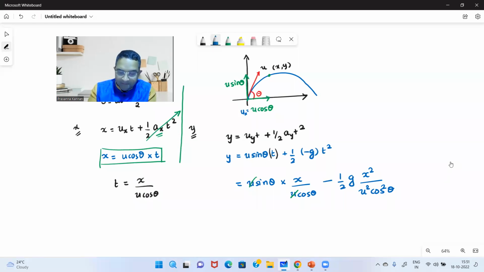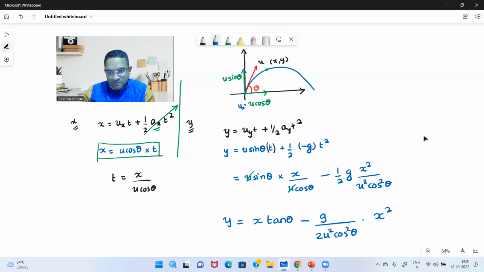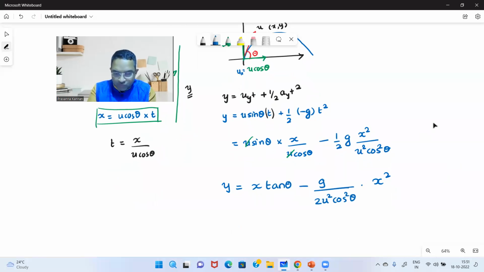So we are getting y is equal to x sine theta by cos theta. What is sine theta by cos theta? Tan theta. Right? Minus g divided by 2u square cos square theta, into x square, right?